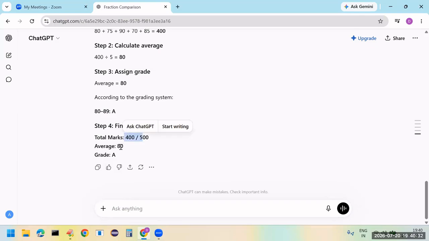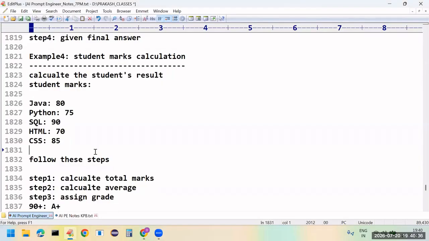Final result: total marks, average, grade. Like that, just one simple example to understand. Clear? Please confirm. If you are clear with this, I will go to the next lengthy prompts. Clear, Amma? Please confirm.